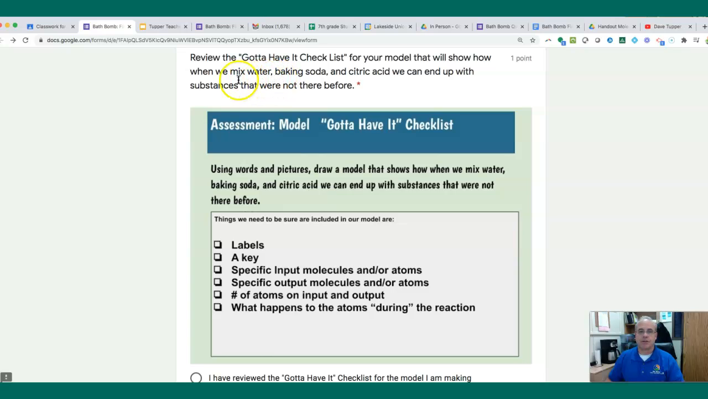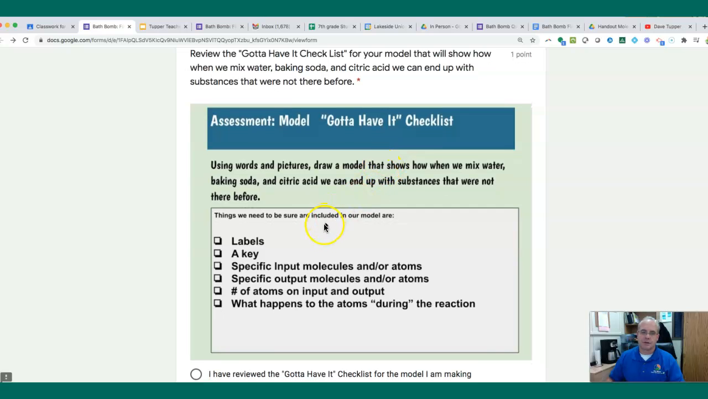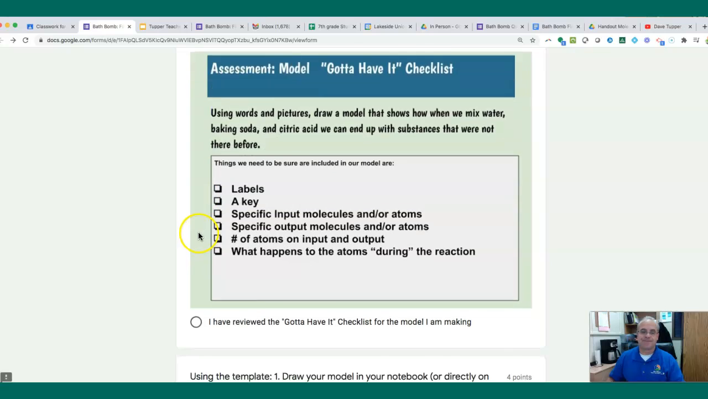For your model, it's going to show how when we mix water, baking soda, and citric acid, we can end up with substances that were not there before. So what are we mixing again? Water, baking soda, citric acid. How do we end up with something that wasn't there before, and how can our model show that? Remember, our model needs to have these things at least.